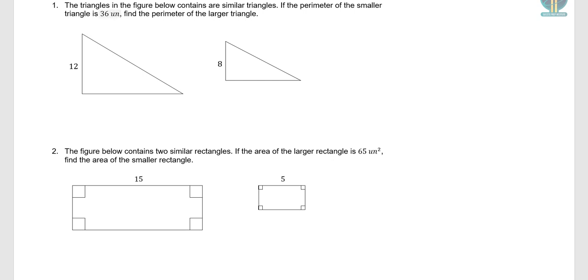Okay, the triangles in the figure below are similar triangles. If the perimeter of the smaller triangle is 36 units, find the perimeter of the larger triangle. So again, our scale factor is 12 over 8. Again, take any two corresponding sides, right? Take the ratio, larger to smaller. So 12 over 8 is what? Divided by 4 is 2, divided by 4 is 3. So 3 over 2.